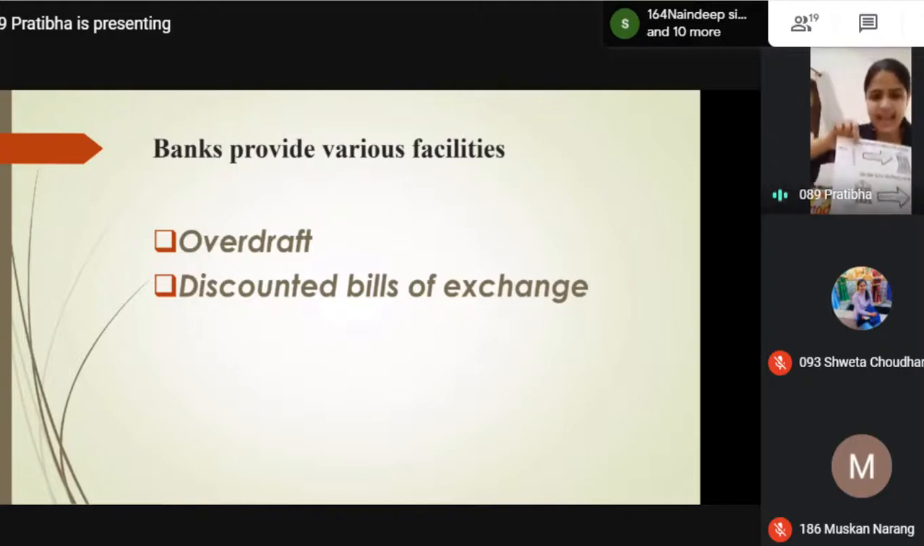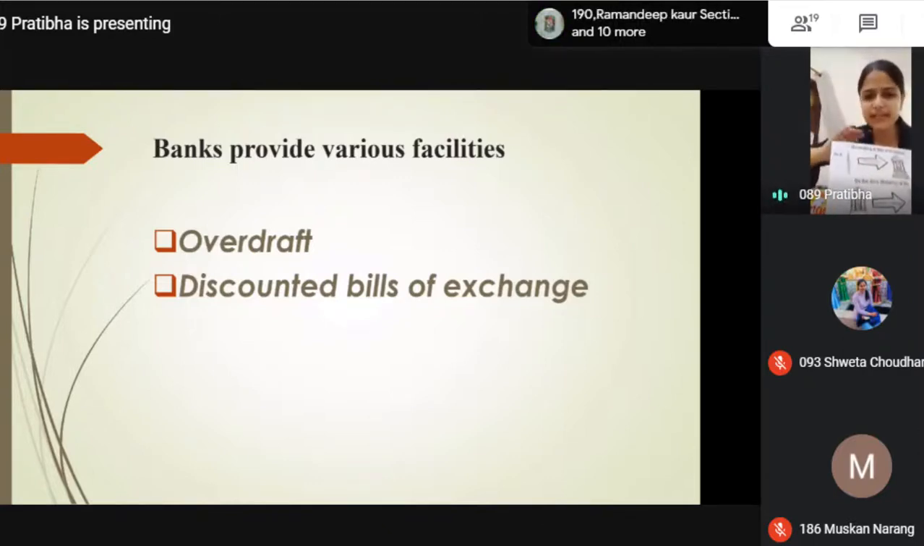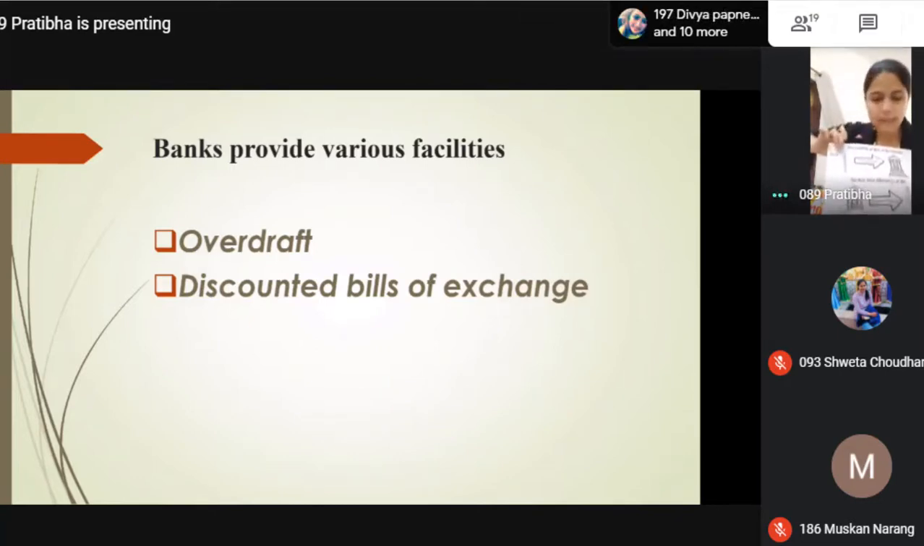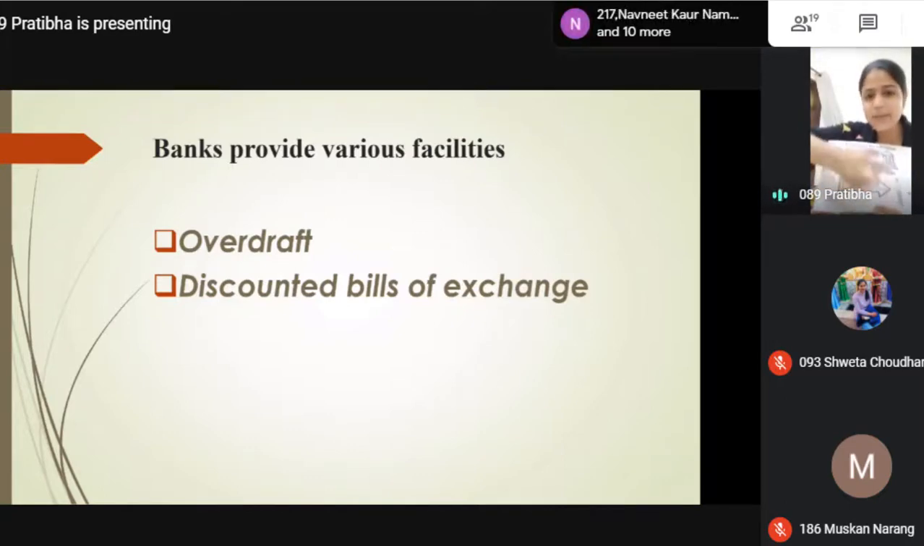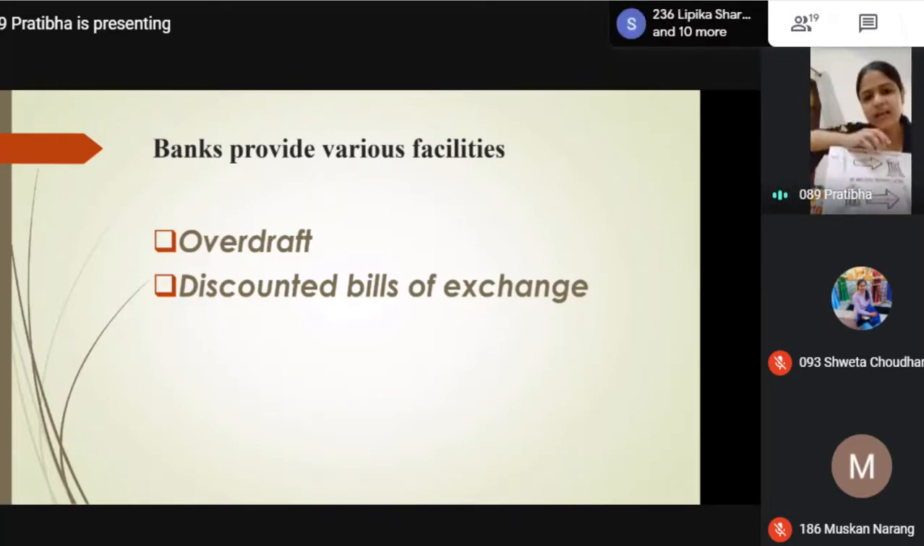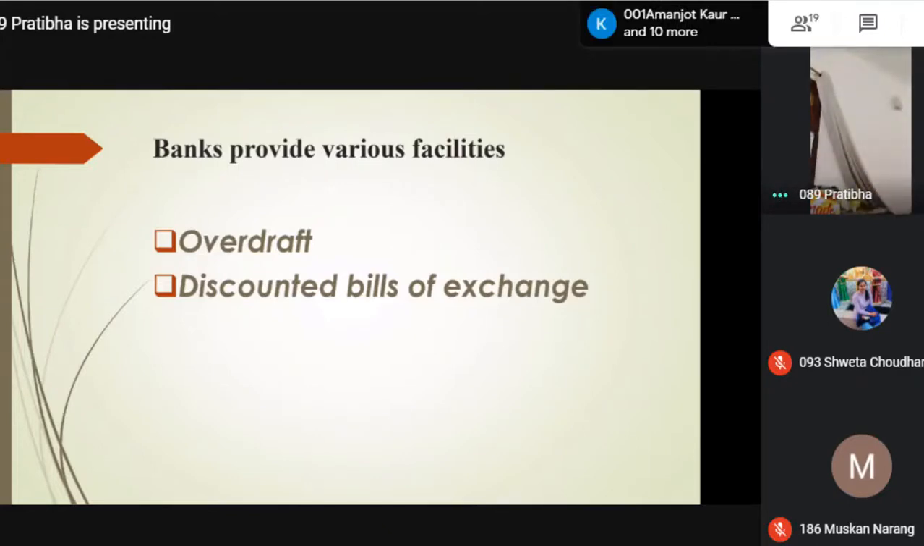But Mr. X needs money before the maturity date, before the maturity period of that bill. So Mr. X approaches the bank in exchange of the bill. On the maturity date, the bank approaches Mr. Y for the payment and Mr. Y makes payment to the bank, not to Mr. X, because Mr. X has already taken payment from the bank. Is the point clear, students? Yes, ma'am. Okay, very good, students.